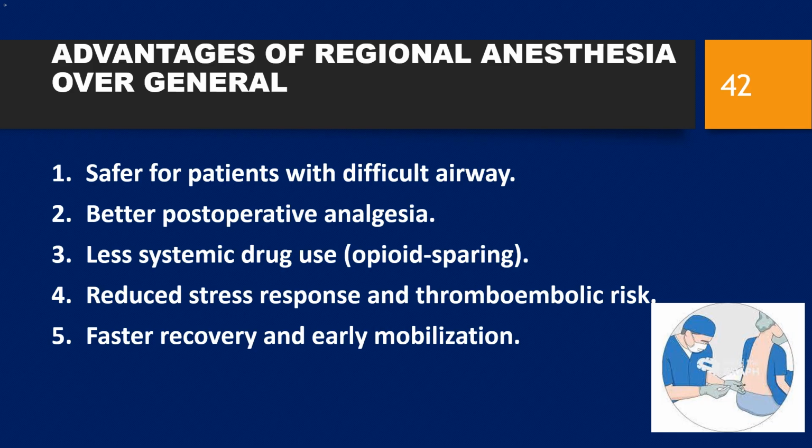3. Less systemic drug use, opioid sparing. Reduced opioid requirements. Regional anesthesia can reduce the need for systemic opioids, minimizing side effects and promoting faster recovery. 4. Reduced stress response and thromboembolic risk. Reduced stress response. Regional anesthesia can decrease the body's stress response to surgery, which may reduce the risk of complications. Lower thromboembolic risk. Regional anesthesia may reduce the risk of thromboembolic events by improving blood flow and reducing the risk of venous stasis.